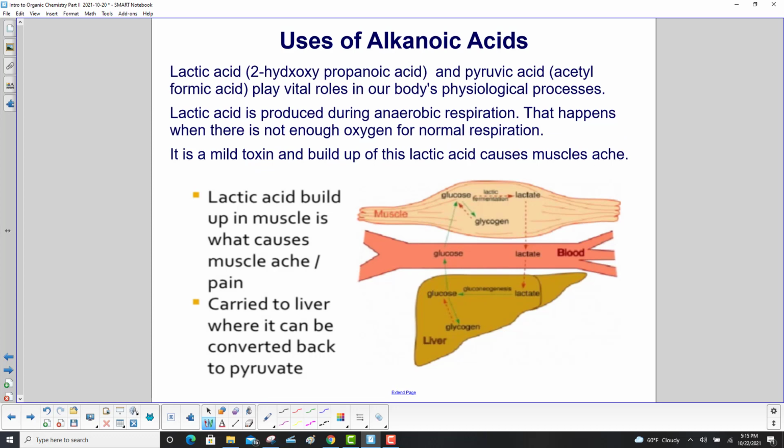Lactic acid, and here's the formal name, and pyruvic acid play vital roles in our body's physiological processes. Lactic acid is produced during anaerobic respiration. That happens when there's not enough oxygen for normal respiration. It is a mild toxin, and buildup of this lactic acid causes your muscles to ache. So, summarizing here, lactic acid buildup is what causes muscle ache and pain. It is then carried back to the liver, where it can be converted back to pyruvate, and then your muscles will feel better.